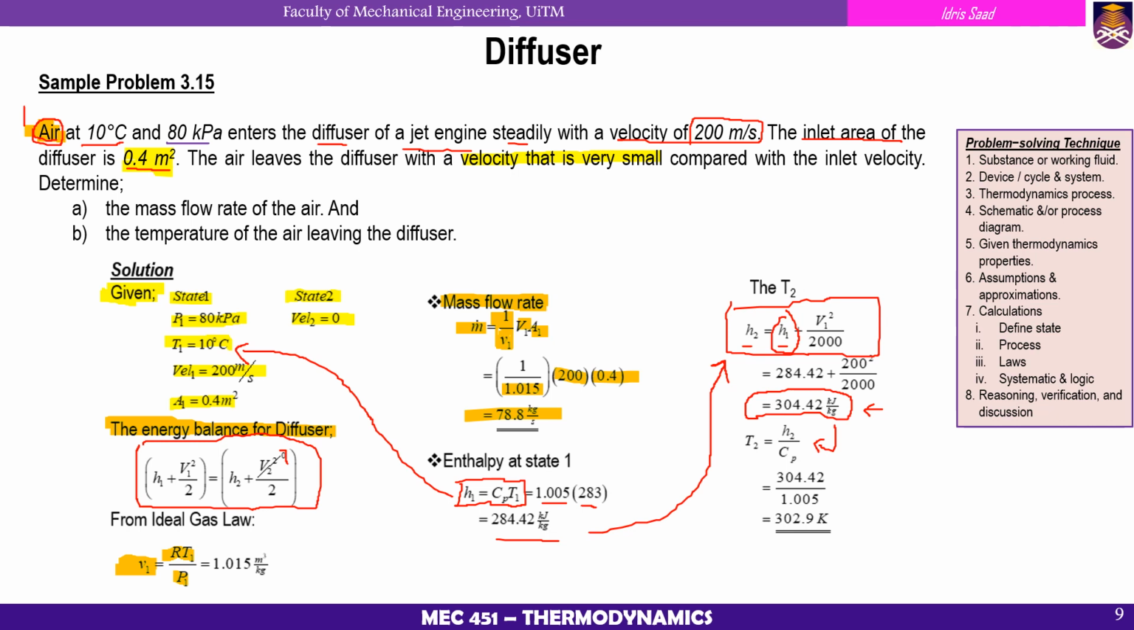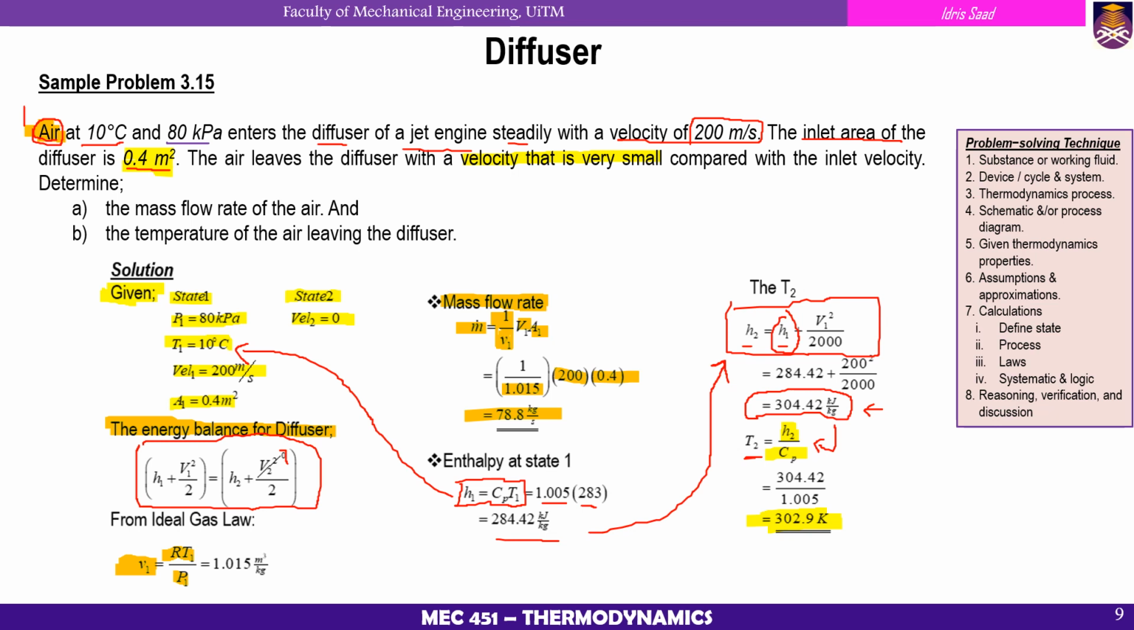Based on the value of enthalpy, we know that enthalpy is equal to CpT. We rearrange this equation for T2. We get that T2 is equal to H2 divided by Cp. Substituting the values, we get the temperature at state 2 equal to 302.9 Kelvin.